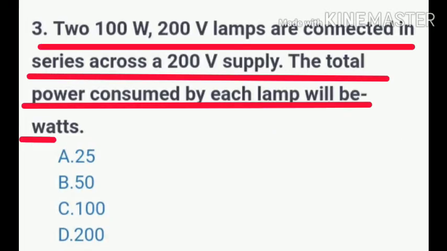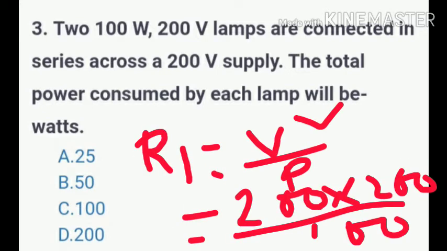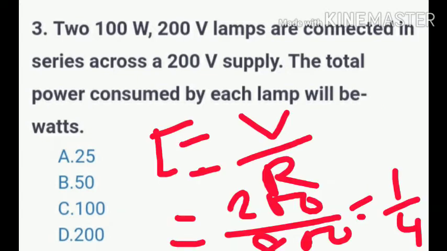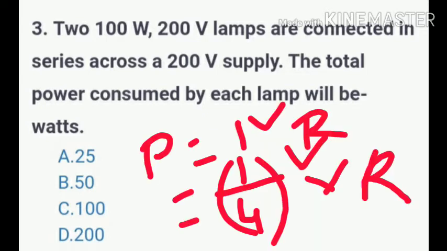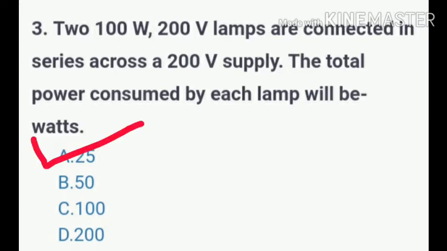So the next question is, 200 watt and 200 volt bulbs are connected in series across 200 volts. The total power consumed by each lamp will be, in watts, A 25, 50, 100 and 200. We know that from this formula we get R equal to V square by P. So each bulb's resistance is 400 ohm. So the total resistance is 800 ohm. So we get the formula I equal to V by R. According to Ohm's law, we get I equal to 1 by 4 amps. So the power consumed P equal to I square into R. So power consumed in each bulb equal to 1 by 4 square into R. We get 25 watt for each bulb. So here option A, 25 watt, is the answer.